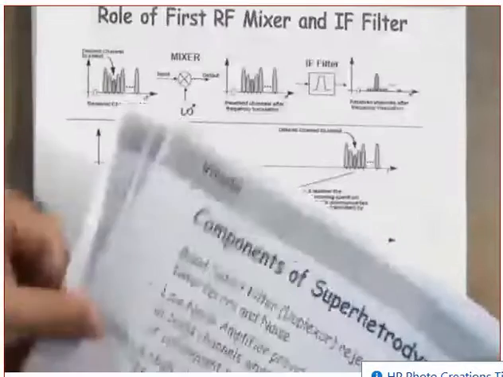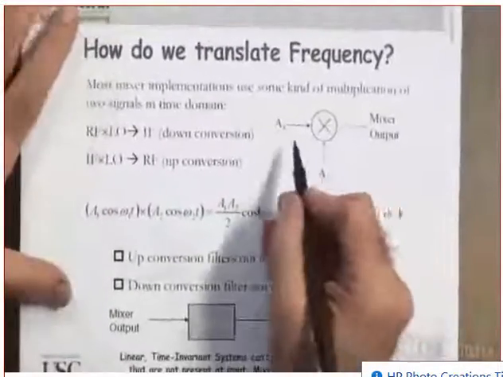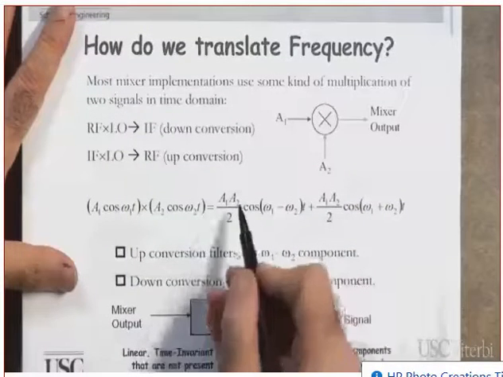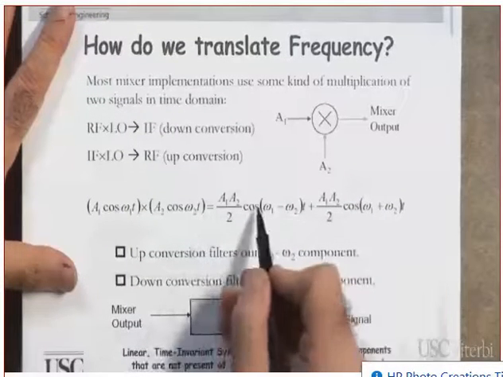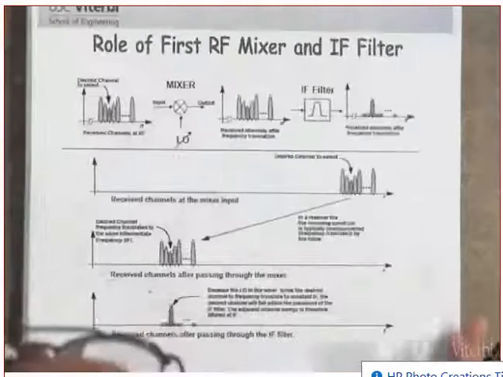First of all, let me show you the mixing. This is how you translate the frequency. We already know that. You are going to get the sum, and you are going to get the difference. Either you select this one or you select this one. At the receiver, you select this one. At the transmitter, you select this one. I want you to see the diagram right now.